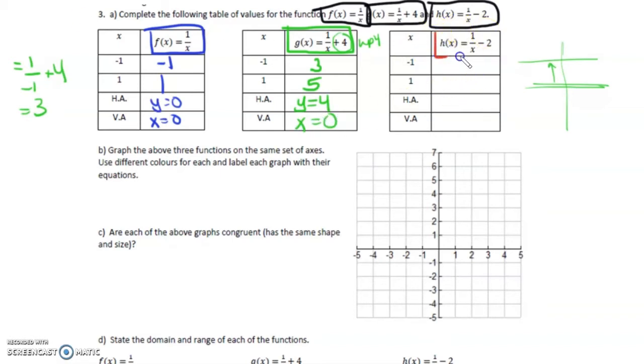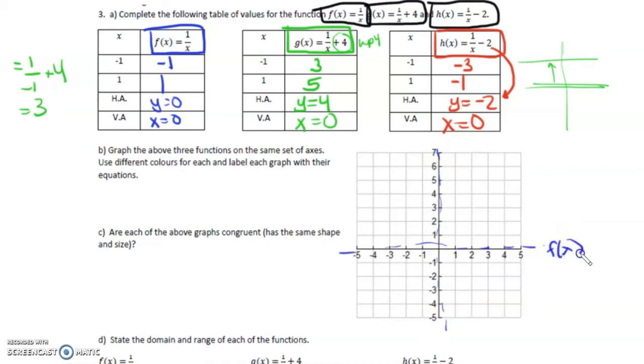Okay, and for the last one, 1 over x minus 2. So I get -1 minus 2, I get -3. 1 minus 2, -1. Our horizontal asymptote is now -2. Whatever this number is, that's our horizontal asymptote. Our vertical asymptote doesn't change. So I'm going to go ahead and graph these.